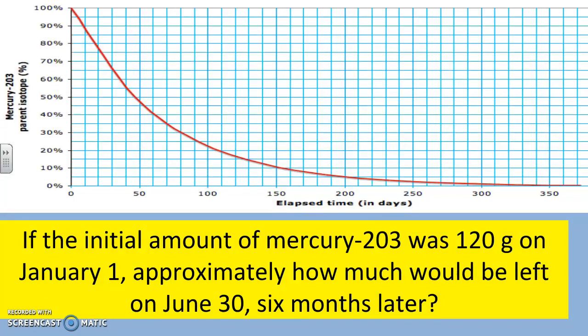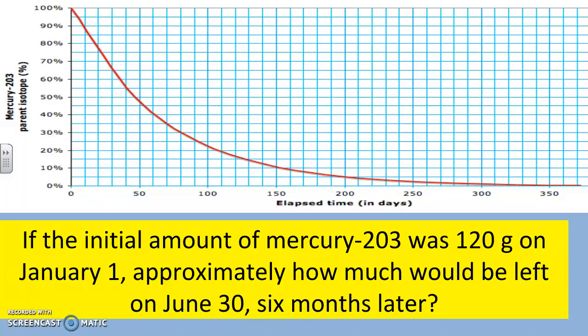All right. Another type of question. Again, same deal with the last one. It says if the initial amount of mercury was 120 grams on January 1st, approximately how much would be left on June 30th, which is 6 months later. So for this one, there's a little bit more calculation.